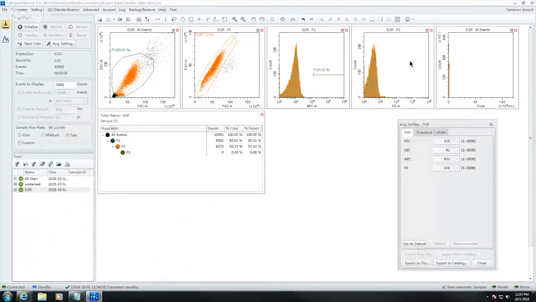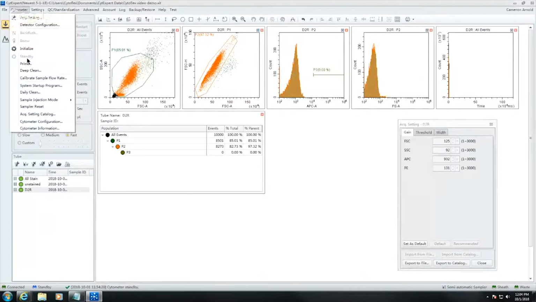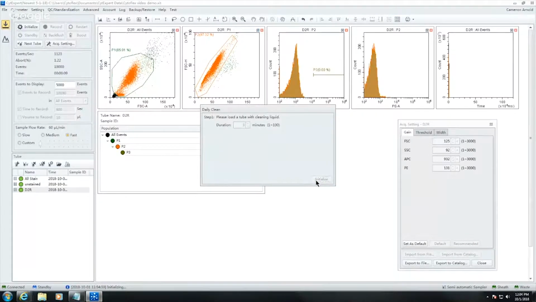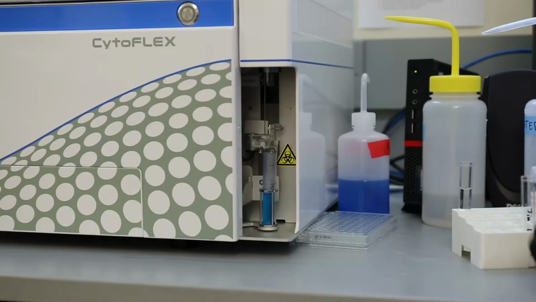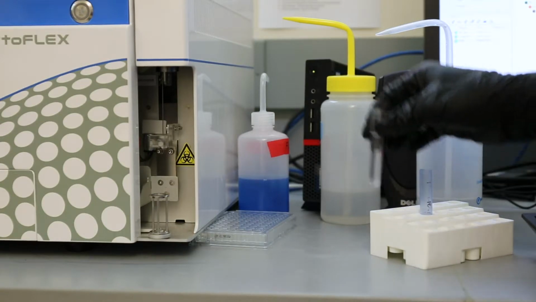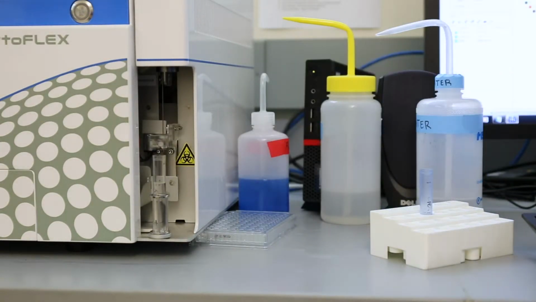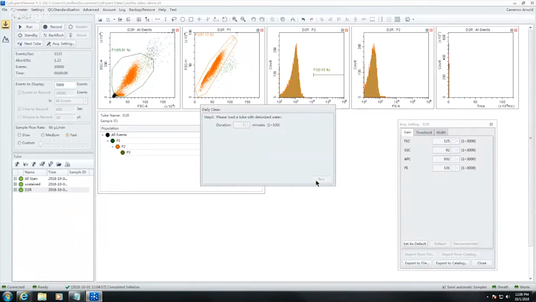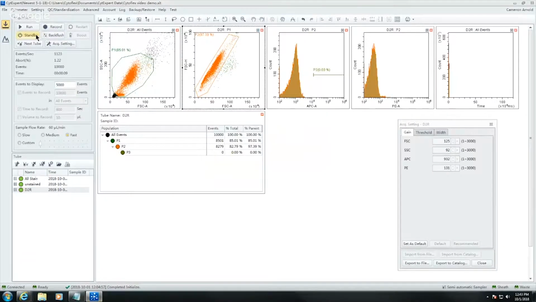Flush. Takes about 8 minutes and must be done after you're finished running samples. First, go to Cytometer and select Daily Clean. Second, follow instructions to place FlowClean, the blue solution, into a tube or plate. Takes about 3 minutes. Third, follow instructions to place DI water in a tube or plate. Takes about 5 minutes. Fourth, select Standby.